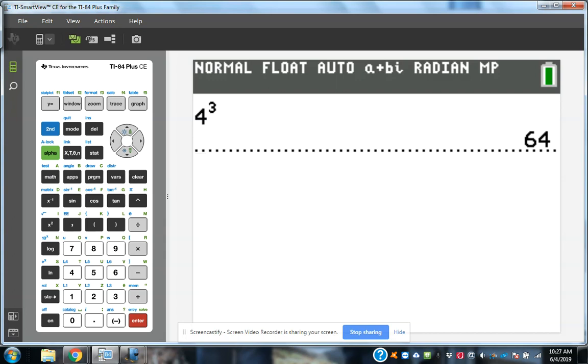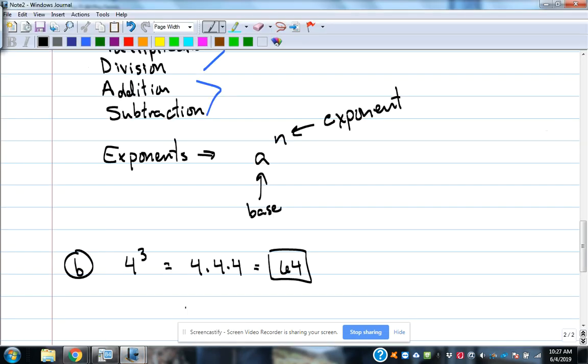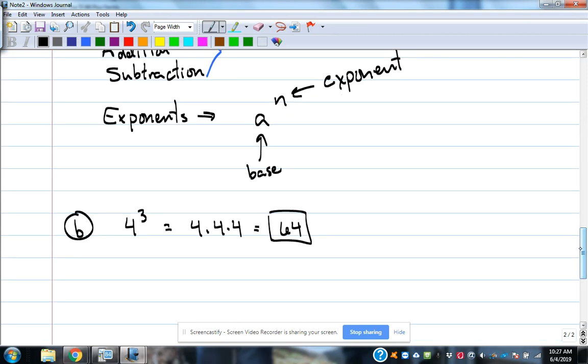It says 4 times 4 times 4 is 64. So using the graphing calculator, type your base, caret symbol, and then whatever exponent you need to work that out with. So that's handy on the calculator. You can write it out and work it out if you want to, but I don't figure that's something a lot of us will do.